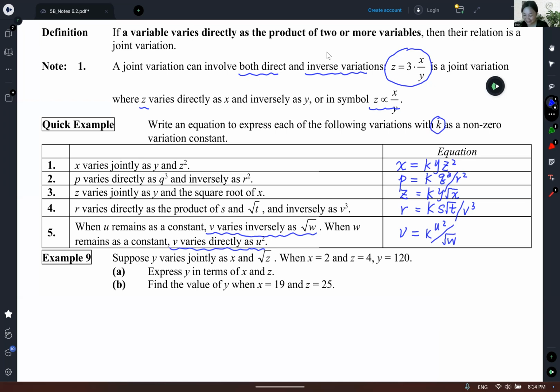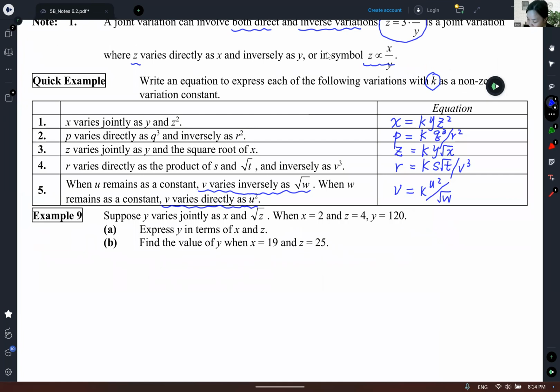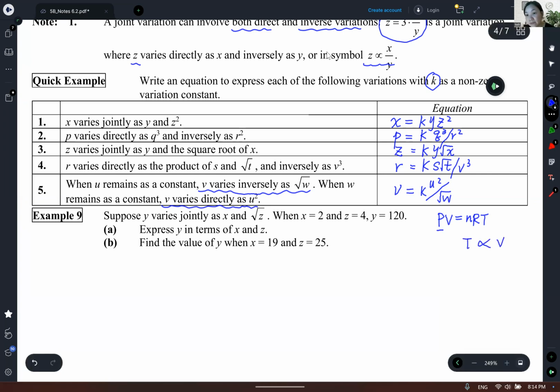Is that okay? I'll give you another example. Last lesson, I think Sophia mentioned PV equal nRT, right? But this is a very well-known formula. And you can say that if P is a constant, then T varies directly as V. If V is a constant, then T varies directly as P.